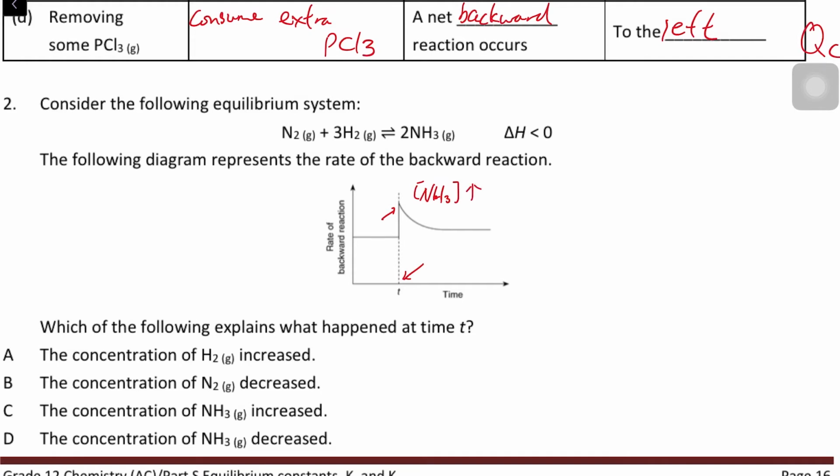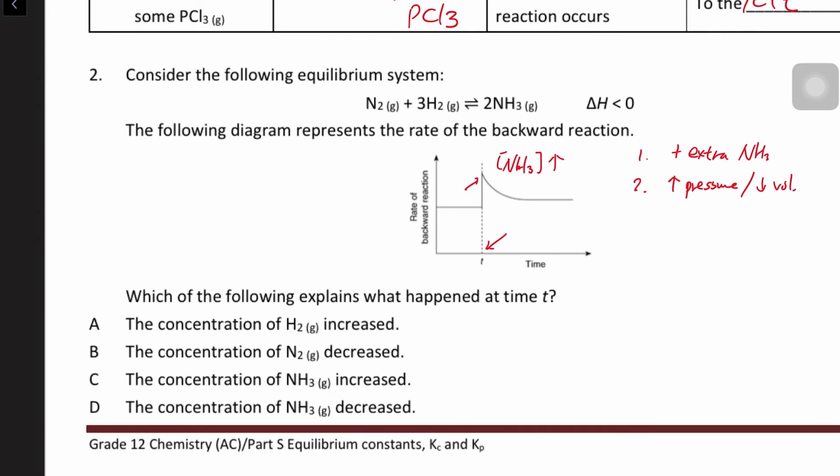Now you have two ideas how the concentration of ammonia increases sharply. The first one may be extra NH3. The second one may be increased pressure or decreased volume. Okay, but of course in sentences A, B, C or D, we don't mention anything about the pressure or volume, so we just ignore the point 2 at this moment, right? So let's see the concentration of NH3. As I mentioned, we got extra NH3, so the answer should be C.